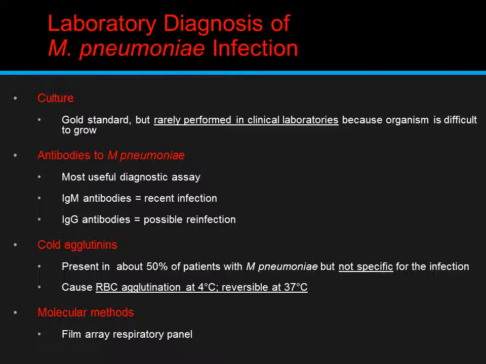The cold agglutinin test used to be about the best thing that we had back in the day. Not specific, because people that don't have mycoplasma can have a cold agglutinin, and only about 50% of the patients do have cold agglutinins. And the cold agglutinins, by definition, if we call something a cold agglutinin, it is most active at refrigerator or room temperature, and at body temperature, 37, it reverses. In today's world, we can use various molecular methods to detect pneumonia infection.